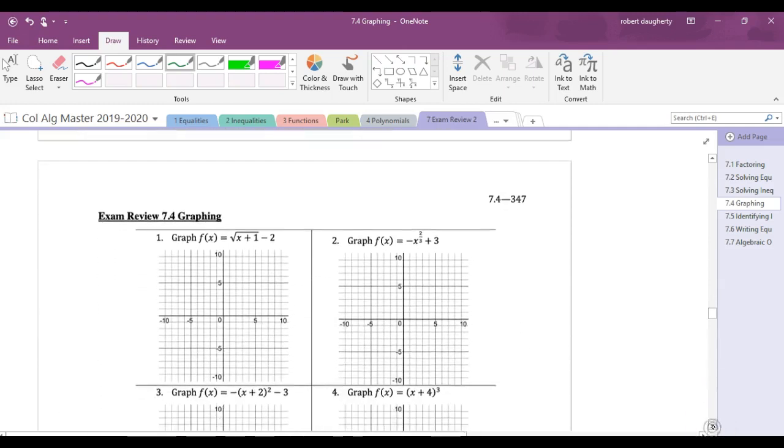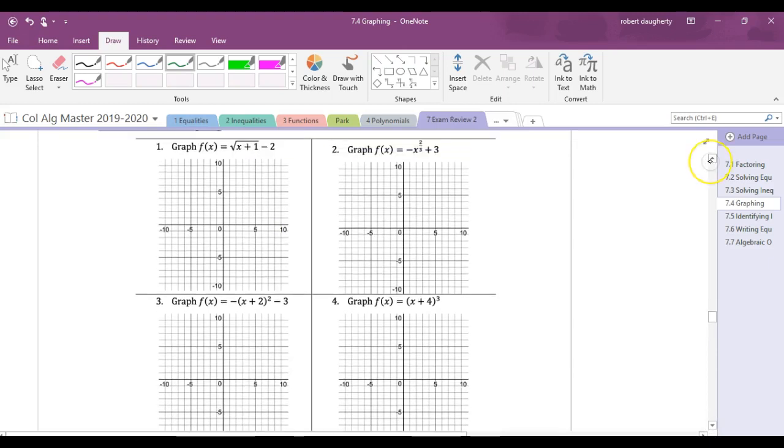So let's do some graphs, okay? So this is based upon the parent function square root of x. I know that the square root of x normally looks like this. What has happened to this one? This one has moved to the left 1 and down 2, okay? So I see that my graph is going to start right there and go something like this. And this is what I see. That's the graph of f of x equals square root of x plus 1 minus 2.